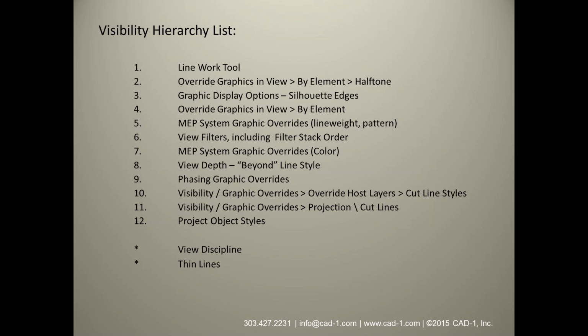Number 2, the override graphics in view. Number 2 and 4 are kind of the same tool, but depending on whether you're doing colors and line type or you're doing the halftone, they have different strengths. So the top of this list is very strong, but it's also very specific. The bottom of this list, 10, 11, 12 is probably the most global, but I would also say it's the weakest because anything above that in that list, 11, 10, 9, 8, are all stronger and will override the object styles. Object styles are good. I would start there.